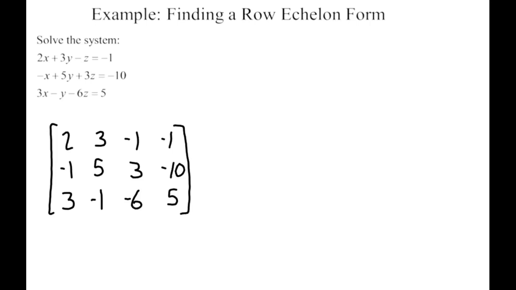So the first thing we need to do is take this system and create the matrix, which you can see down below. All we have to do is take the coefficients and constants from each of the equations and place them in the matrix. So for the first equation, we had 2, 3, -1, -1. First row in our matrix: 2, 3, -1, -1.